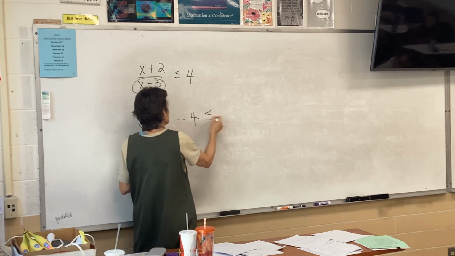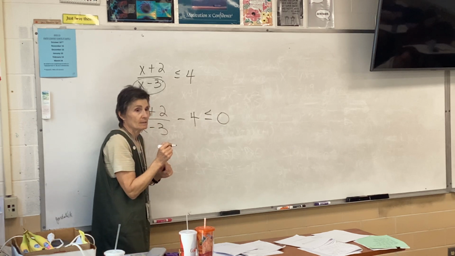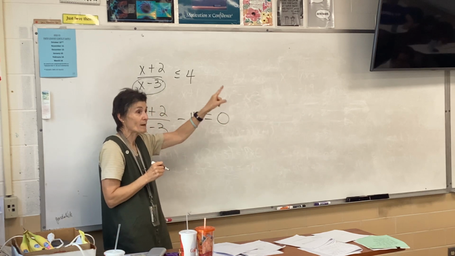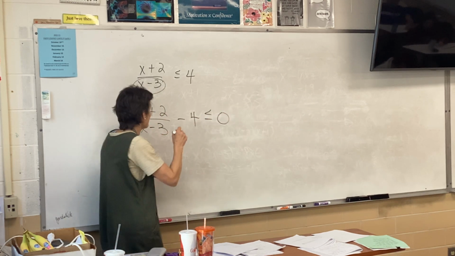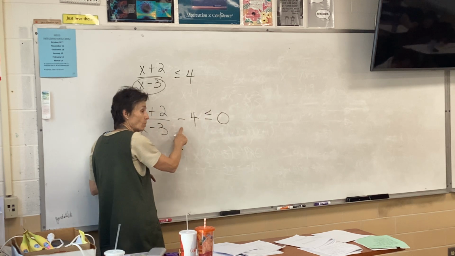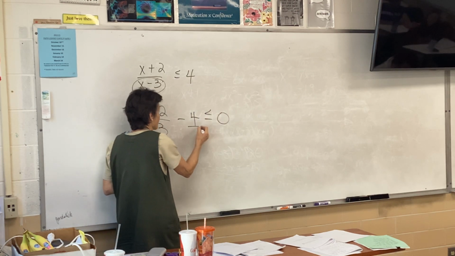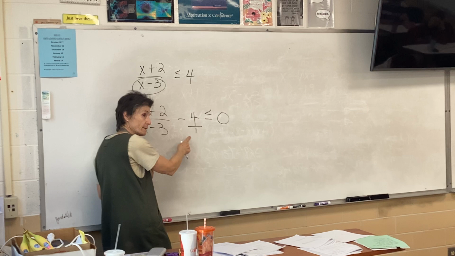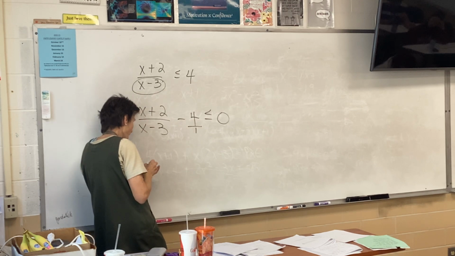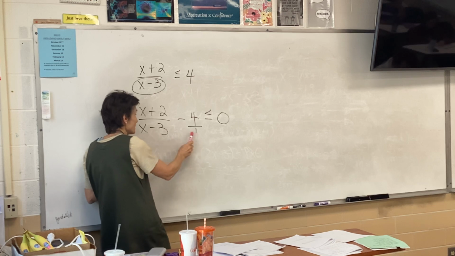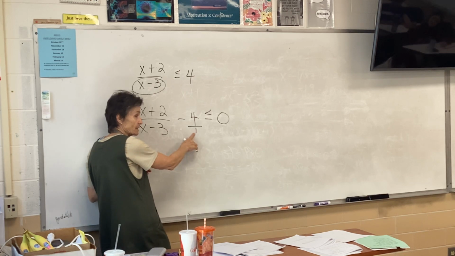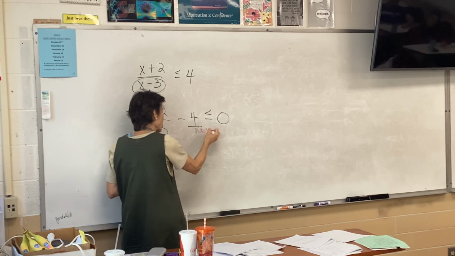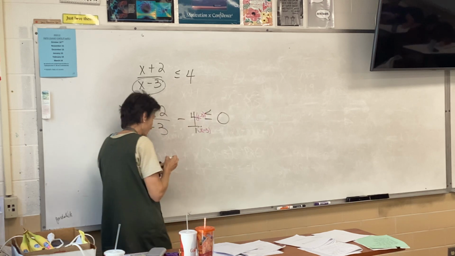Don't we like to have zeros in our inequalities? Now, I just erased all those problems, but every single one of those, we had a 0 on one side. So I'm going to go ahead and subtract the 4 over to the other side. Now that 4 is like 4 over 1. So now I'm going to get a common denominator. And the common denominator, it's like what you just did on your quiz. The common denominator would be x minus 3. So I'm going to multiply this one by x minus 3.